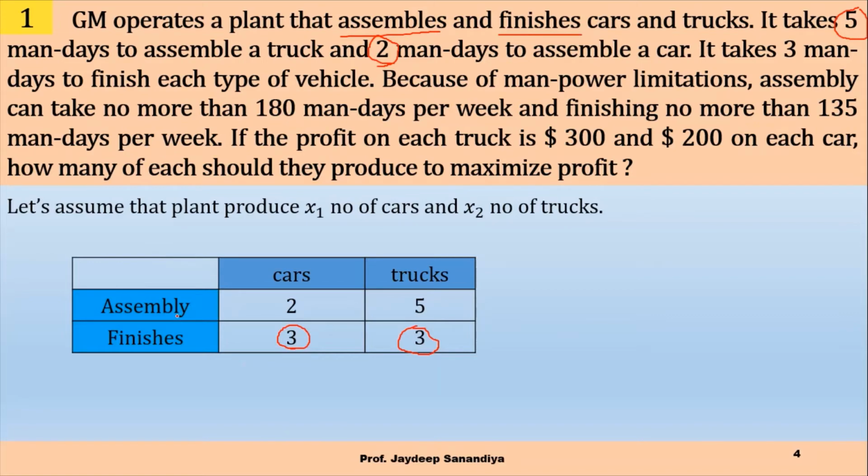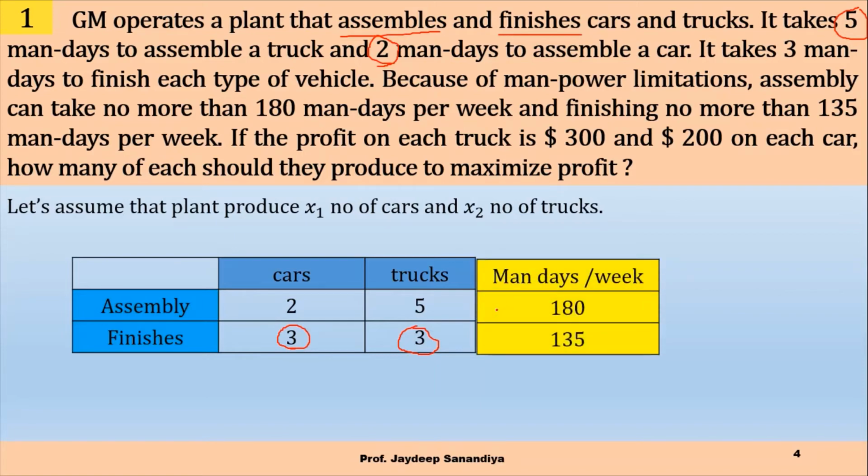After that, you have the limitation of man-days in the assembly operation and finishing operation, right? So you cannot use more than 180 man-days in the assembly operation. Write down the resources over here, 180 and 135, and write down the profit over here.